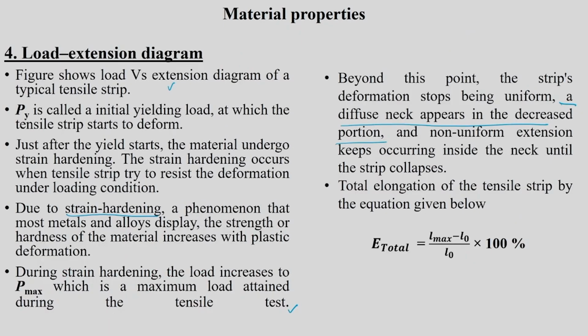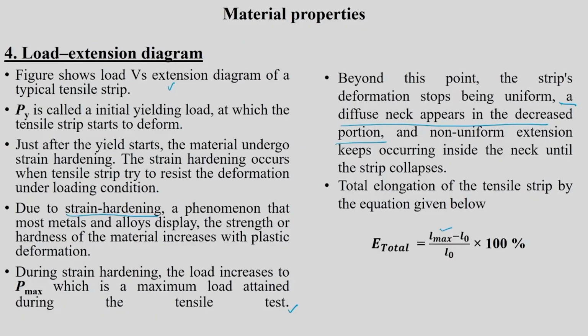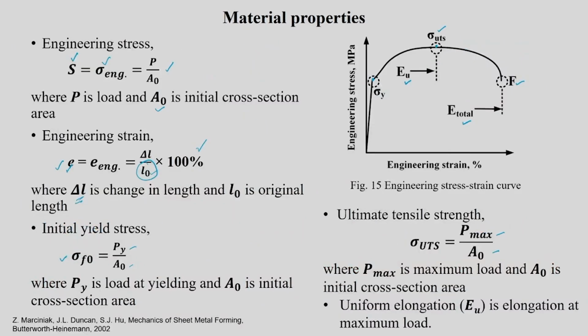I have noted down here, it is nothing but L max minus L naught divided by L naught into 100. What is L max? L max is the gauge length once it is fully fractured, say for example 75. So 75 minus 50 divided by 50. That is going to give you your E total, and for EU it is the same formula, only thing is you need to know what is the extension at which this EU has to be referred to.